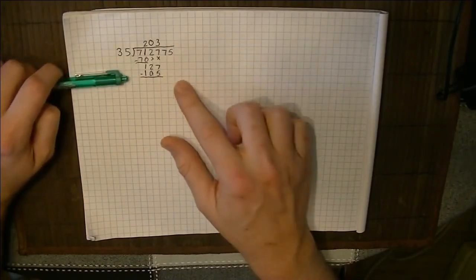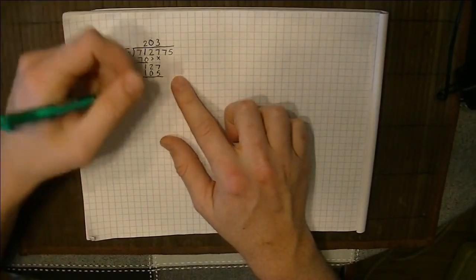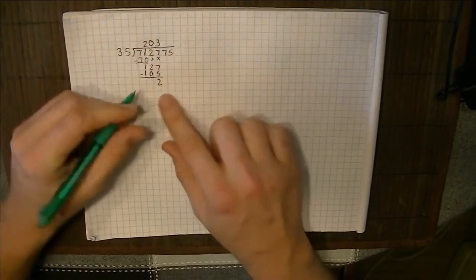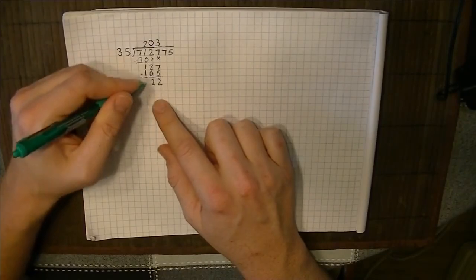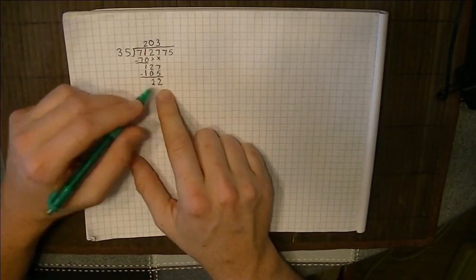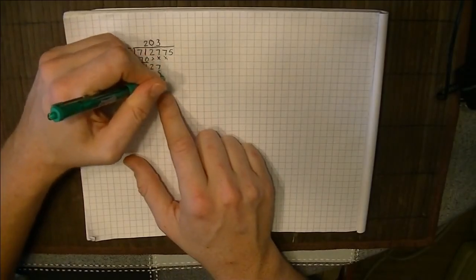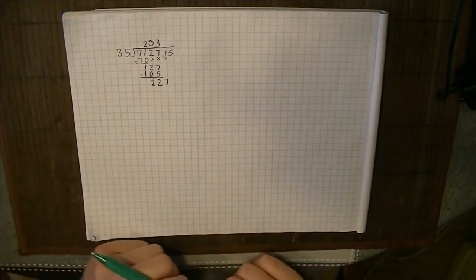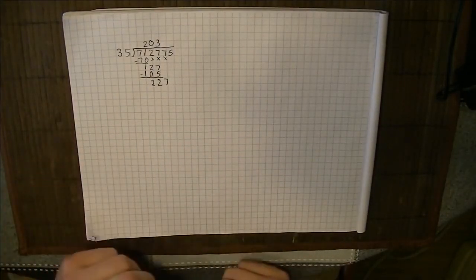Right, so now 127 minus 105, doing the subtraction, okay. 7 minus 5 is 2, 2 minus 0 is 2, 1 minus 1 is 0. Okay, so now we've got a 22 here, and I bring down the 7, and now I'm asking, okay, 227, how many times does 35 go into that?